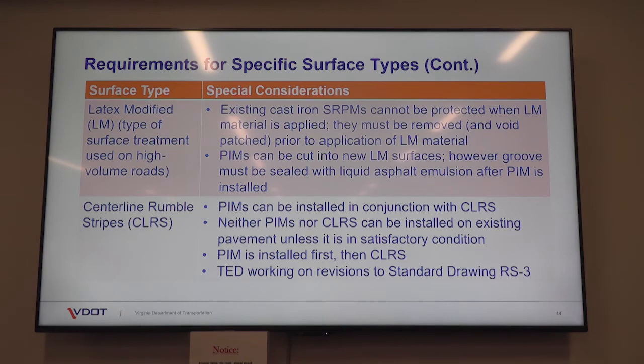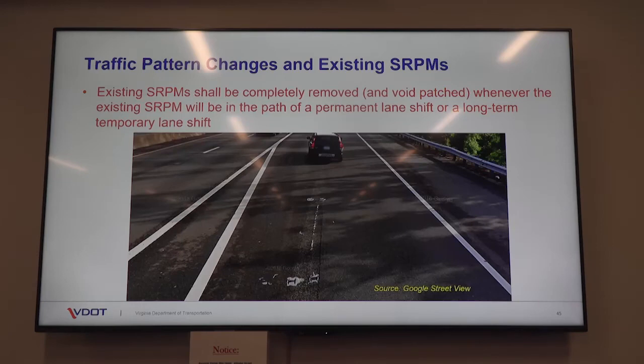So not everybody was necessarily verifying that the SRPMs were secure when they were coming back through and applying the latex modified, so that was a problem. It was also, like I said, hard to protect the marker and not have that hole become larger. So VDOT's new policy is that all of the existing SRPMs shall be removed in conjunction with all latex modified surfaces, starting with the 2020 paving schedule.